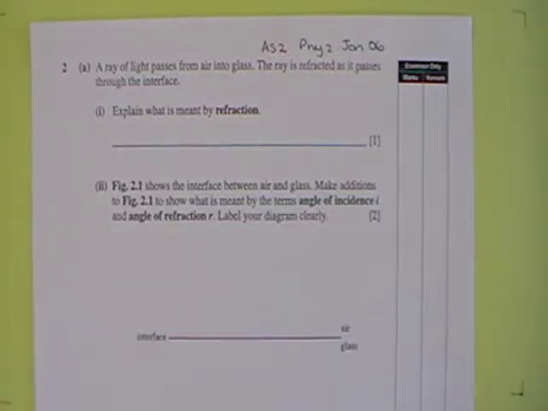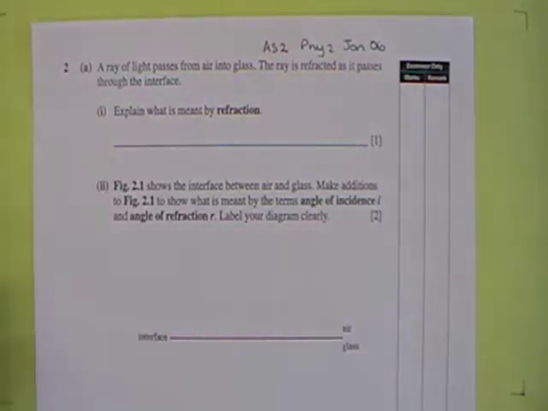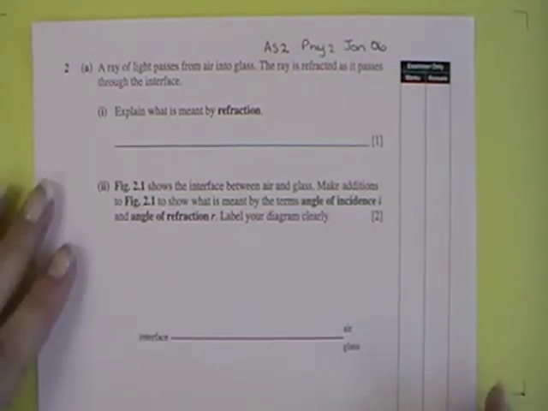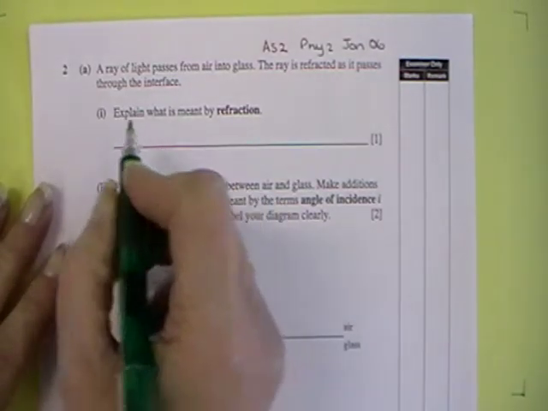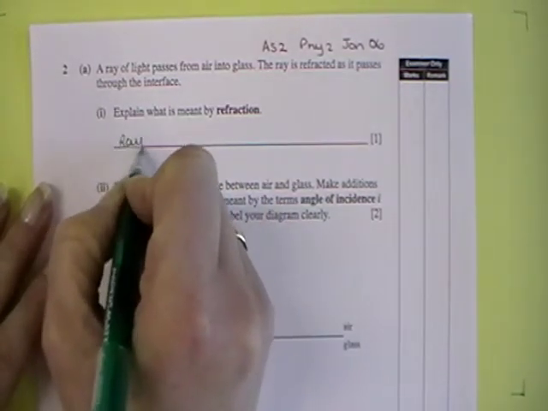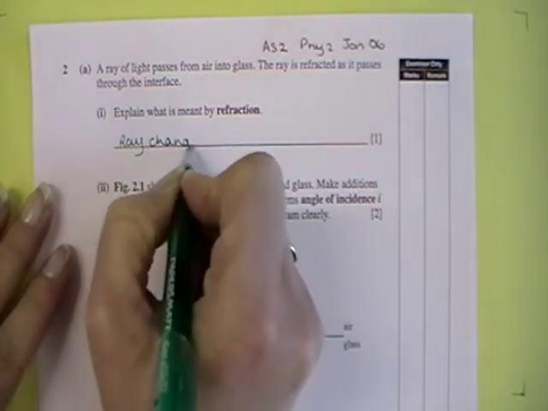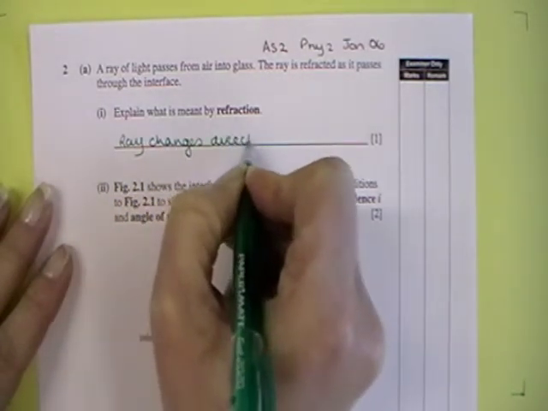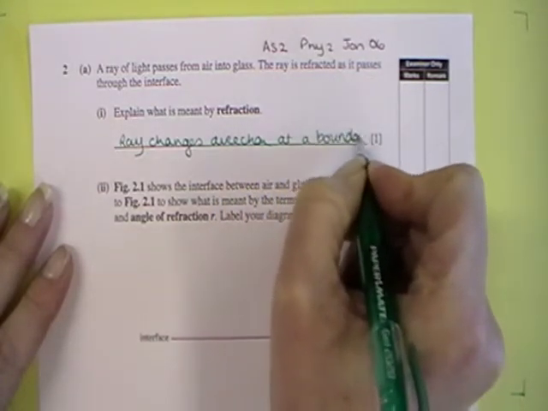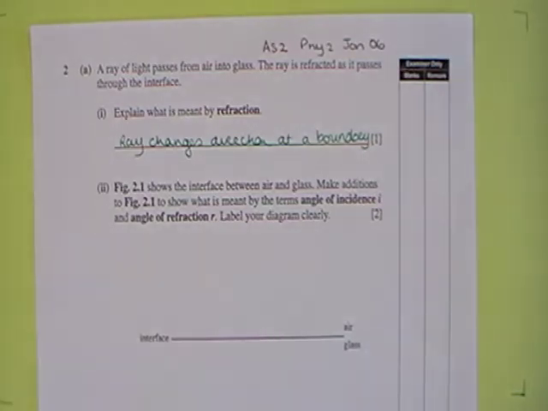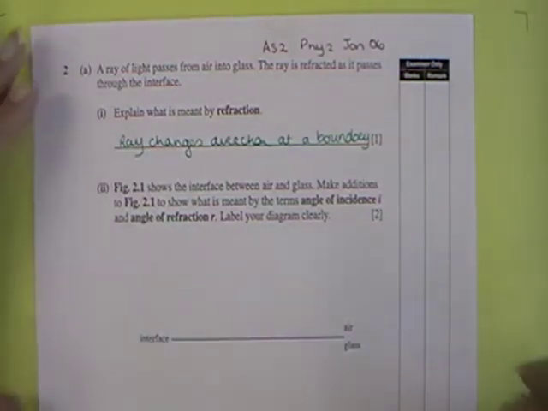This is AS2 Physics 2 paper in January 06, and this question is all based on refraction. The first question asks us to explain what is meant by refraction. Refraction is when a ray changes direction at a boundary between two different substances, or an interface between two different substances.